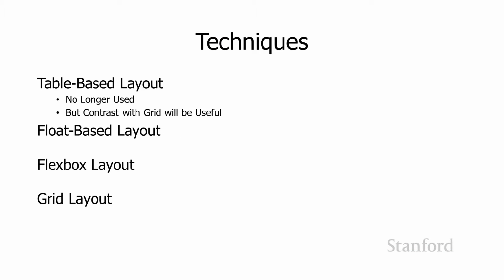So the first technique is table-based layout. This is no longer in use, but as I said, by comparing table-based layout to our 4th method, grid-based layout, you're going to really see what the advantage of using cascading style sheets is and why grid-based layout is a great way to go. The second technique we're going to talk about is float-based layout.